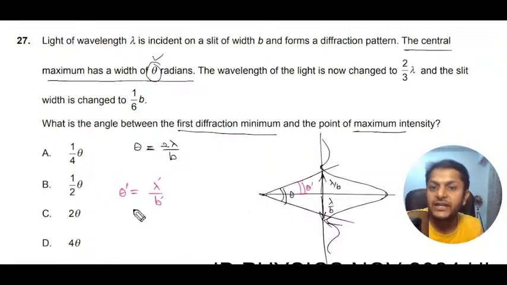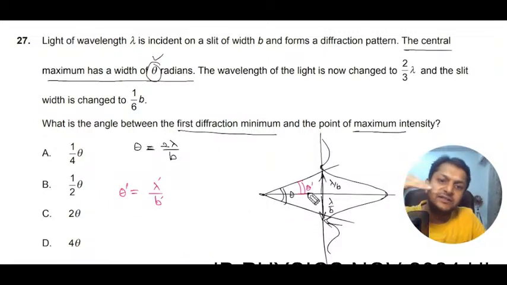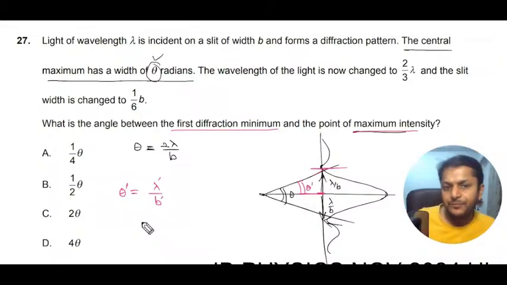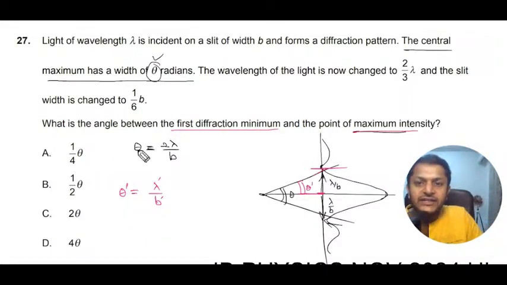And there will not be any 2 here because we are only concerned with the upper part now, not the lower part. Because it is written that you want to go for the first minimum, which is this point, and the maximum point, which is this point. So you want only to find the angle theta dash. So here theta is twice of lambda by b, and here it is this. So what is lambda dash? Lambda dash is 2 by 3 lambda, and it will be divided by b dash, which is b by 6.